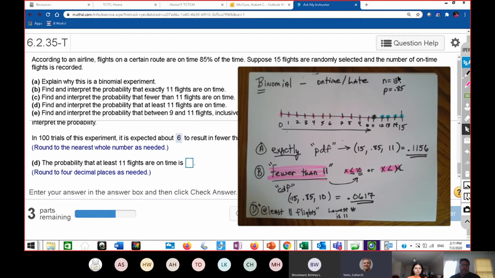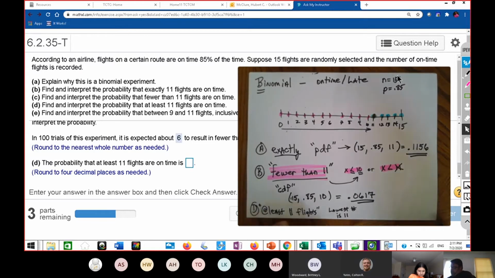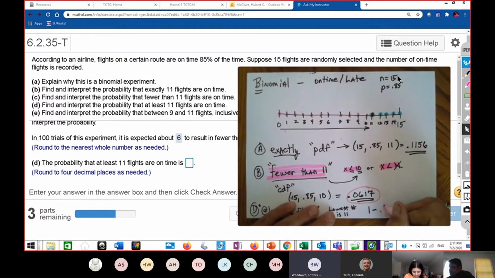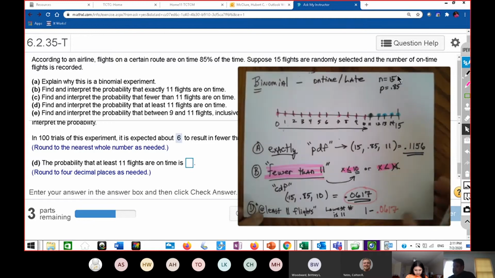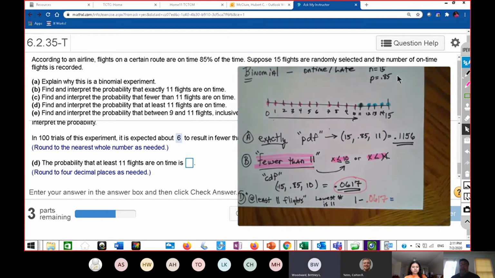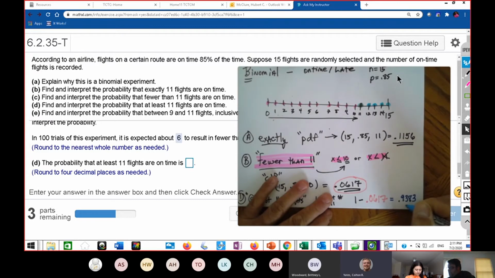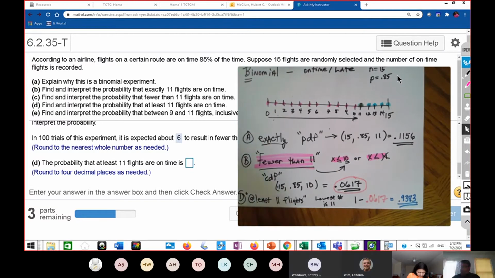We found out that fewer than 11 is 0.0617. So what would D be? That would be 1 minus the complement. So I'm going to put 1 minus, and I'm going to take my pink marker, which I hope shows up, and do 0.0617. And that's going to give me the blue. And I know, what's $1 minus 6 cents? 94 cents. So that's going to be 0.9383. Yeah, that's what I got. So the probability of the blue dots is 0.9383.